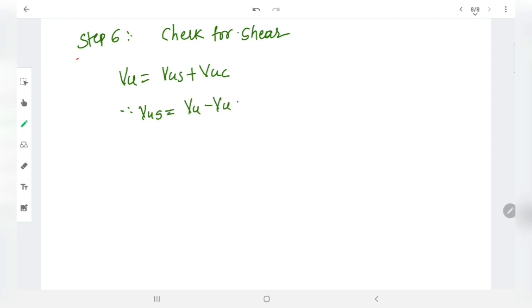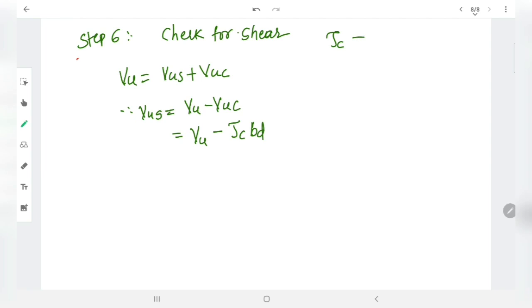Step 6, that is check for shear. It is nothing but VU is equal to VUS plus VUC, whereas VUS is equal to VU minus VUC. Already we have calculated VU. Okay, VU I will keep as it is. VUC is nothing but tau C into BD.